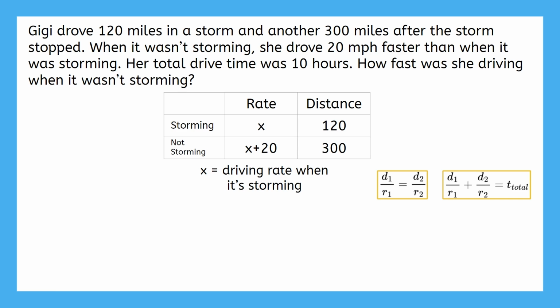We were told that both events add to equal a total time of 10 hours. So we'll use the second equation. We can substitute all of our values from the table into this equation. Our first fraction represents our distance and rate when it's storming, and our second fraction represents the distance and rate when it isn't storming. Plus, that 10 represents the total drive time.